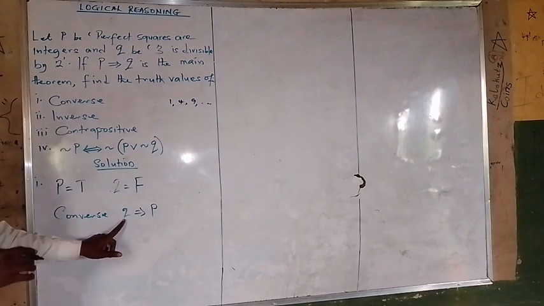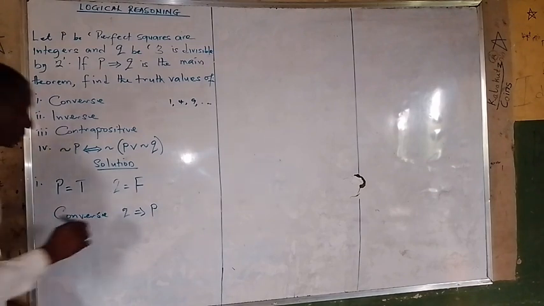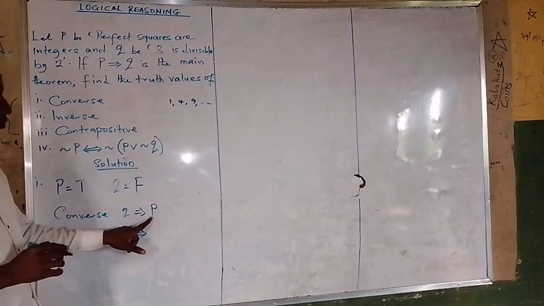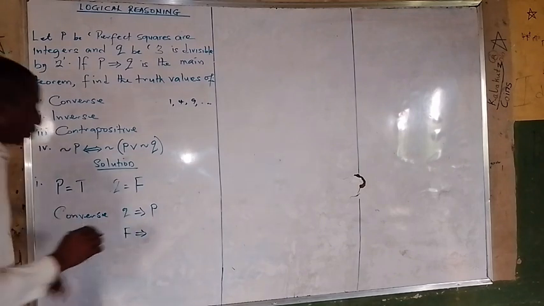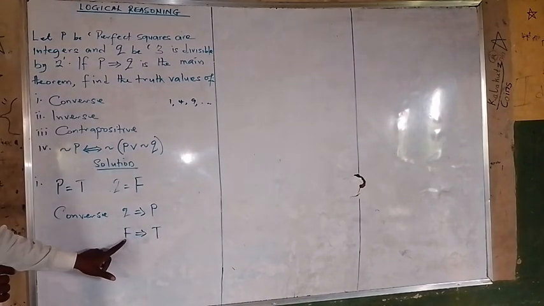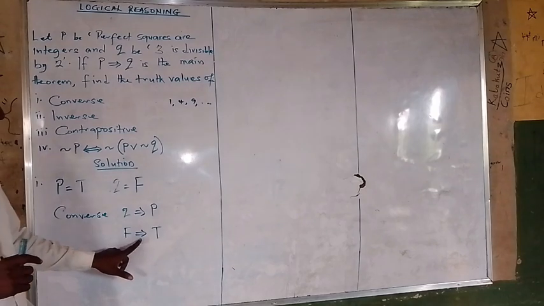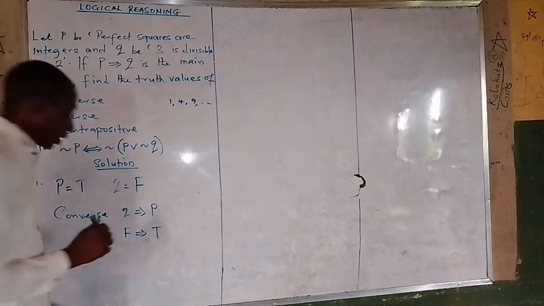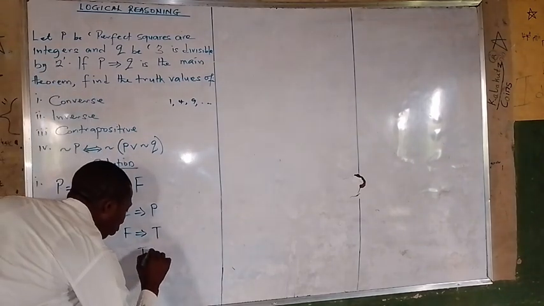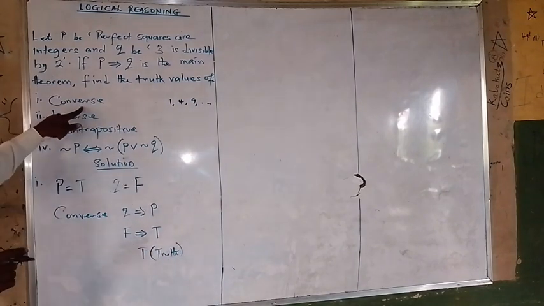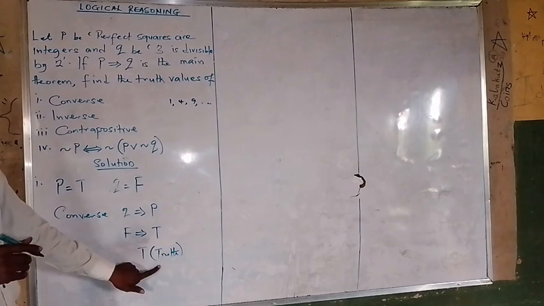Alright? So now, what is Q? What is the truth value of Q? That is F. F implies P. What is the truth value of P? It is true. Now, what is the truth value of F implies true? F implies true is true. So that means the truth value for this first proposition, the converse, is true.